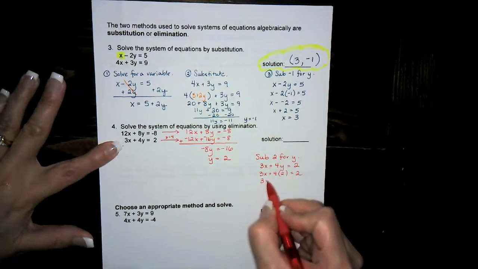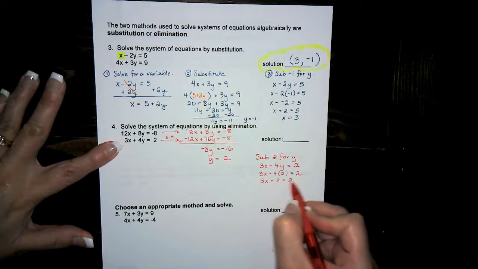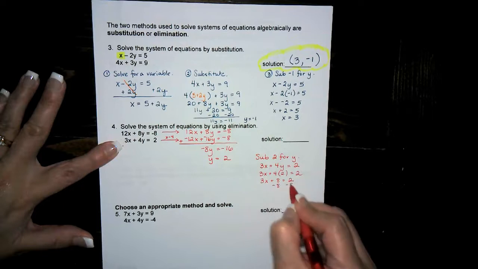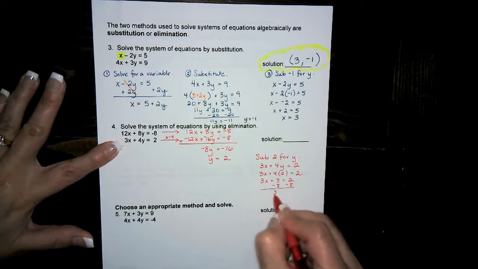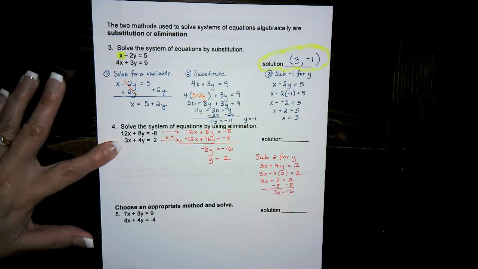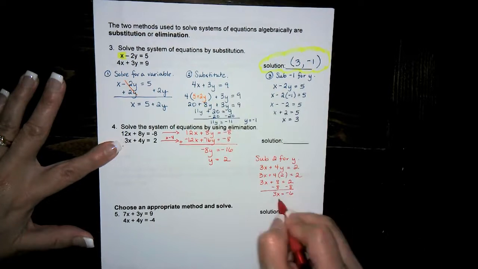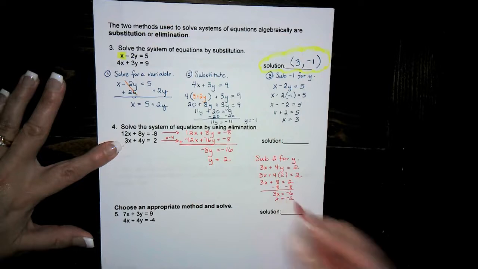And I'm going to solve. So 4 times 2 is 8. Then we'll subtract 8 from both sides. That gives me 3x equals negative 6. And of course, if we divide by 3, we'll get x equals negative 2.